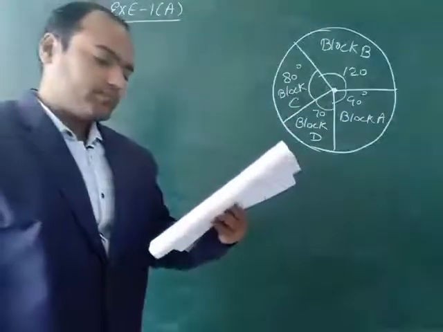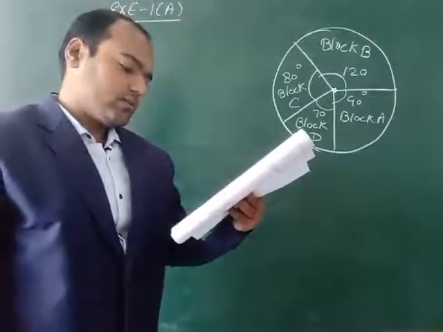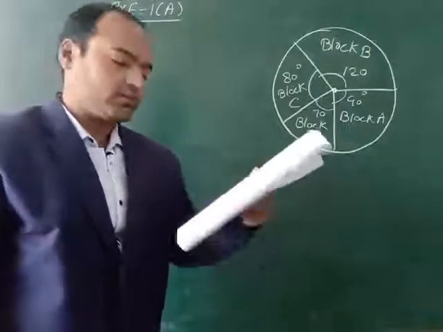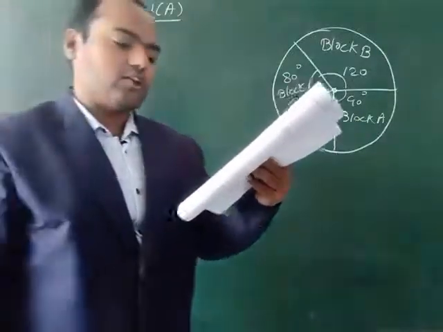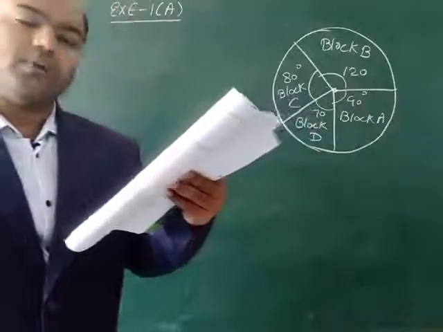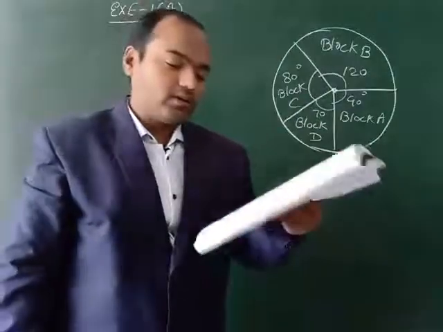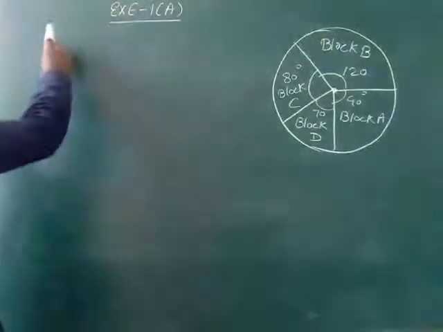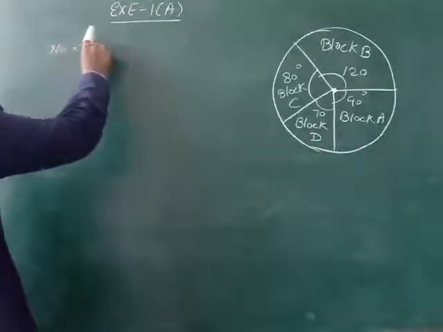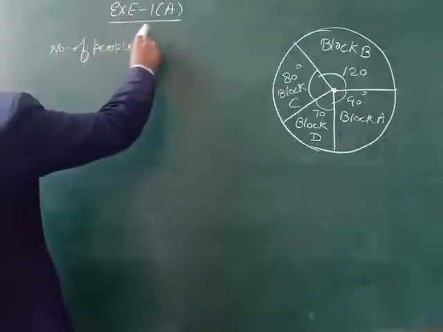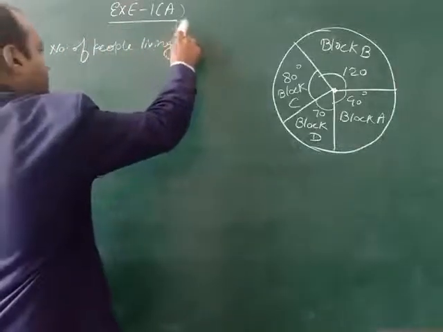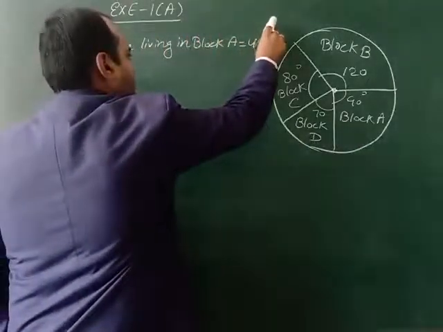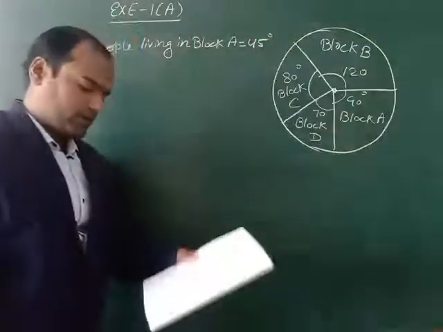And in the first part, what is the heading? First of all, we will read the heading. This is the pie chart, and the distribution of people living in 4 blocks of buildings is shown here in the figure. The number of people living in block A is 45. This is what is given in the question.